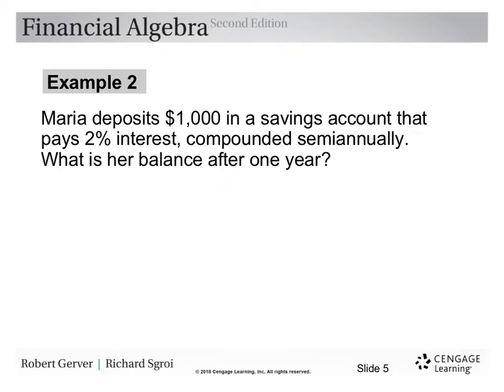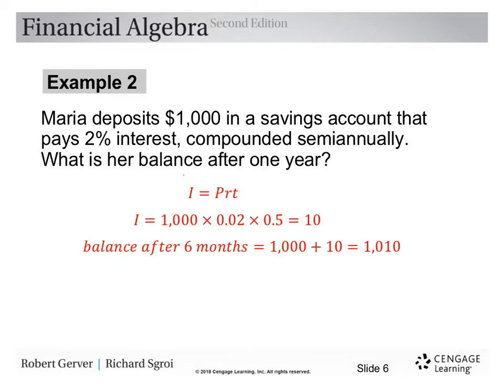So let's look at another example. In this case, Maria deposits $1,000 in a savings account that pays 2% interest, but now we're compounded semi-annually, all right? And we want to know what is her balance after 1 year.